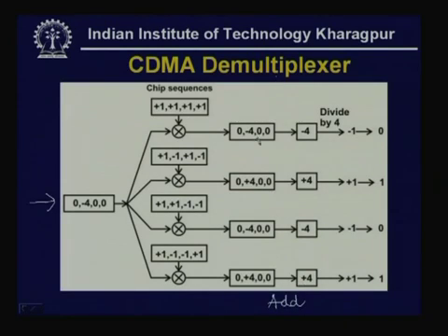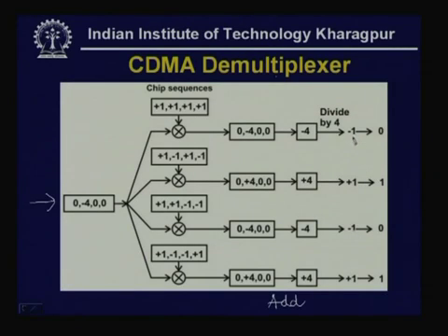So if you add, then you get -4. Here if you add all the 4, you get +4. Here if you add, it becomes -4. If you add 0 +4 0 0, you get +4. Then you divide by 4 because the total number of channels is 4. Then you get -1 here, +1 here, -1 here, +1 here.